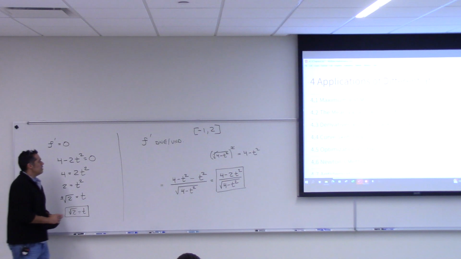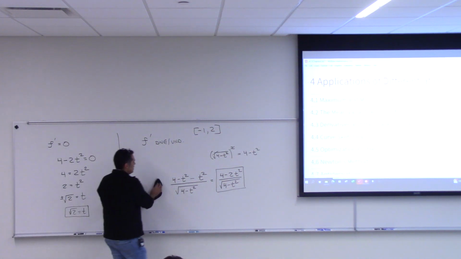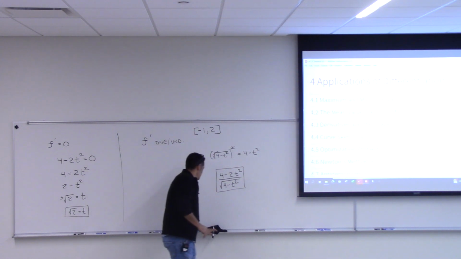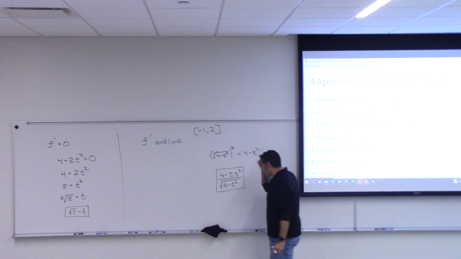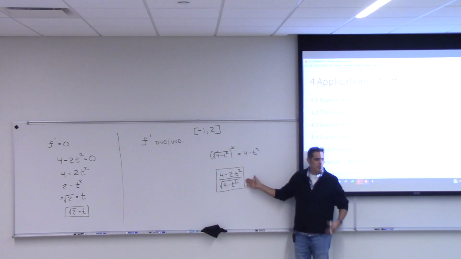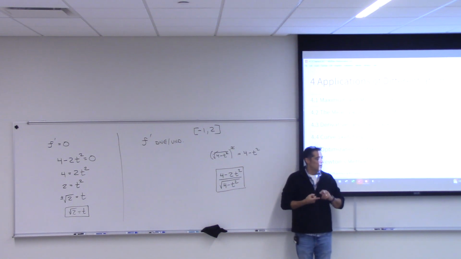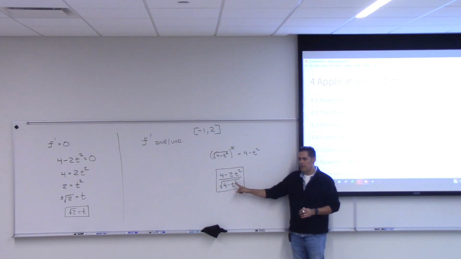And then where is it undefined, or where does it not exist? So this is the tricky one, I think. When you look at this derivative, the only place it would be undefined or not exist is when you would have division by 0 or square root of a negative number, right? Because you have a square root here.